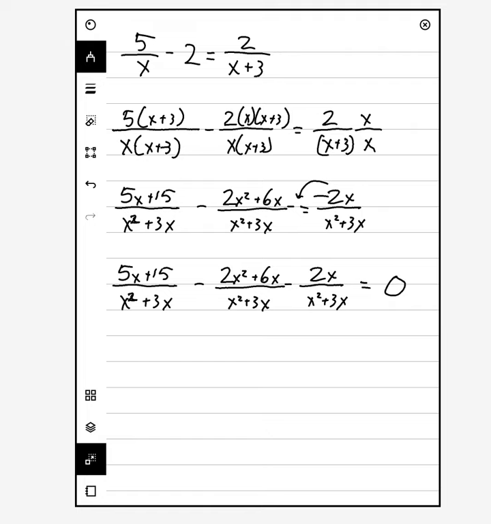Okay, so now we can combine everything because it's all over the same denominator. So let's do that. Let's just rewrite it first. All over x squared plus 3x, you get 5x plus 15 minus 2x squared. Remember, this negative goes to this 6. So it's going to be minus 6x and minus 2x. Okay, equals 0. All right, then let's just reorder this so that all the x squareds come first, and then the x's, and then the numbers.